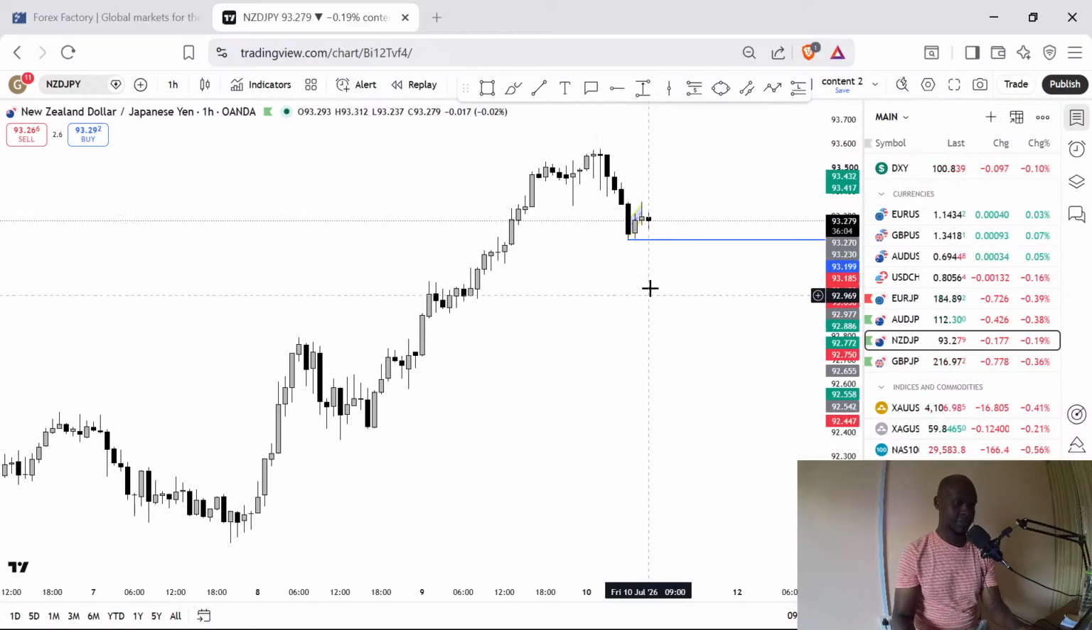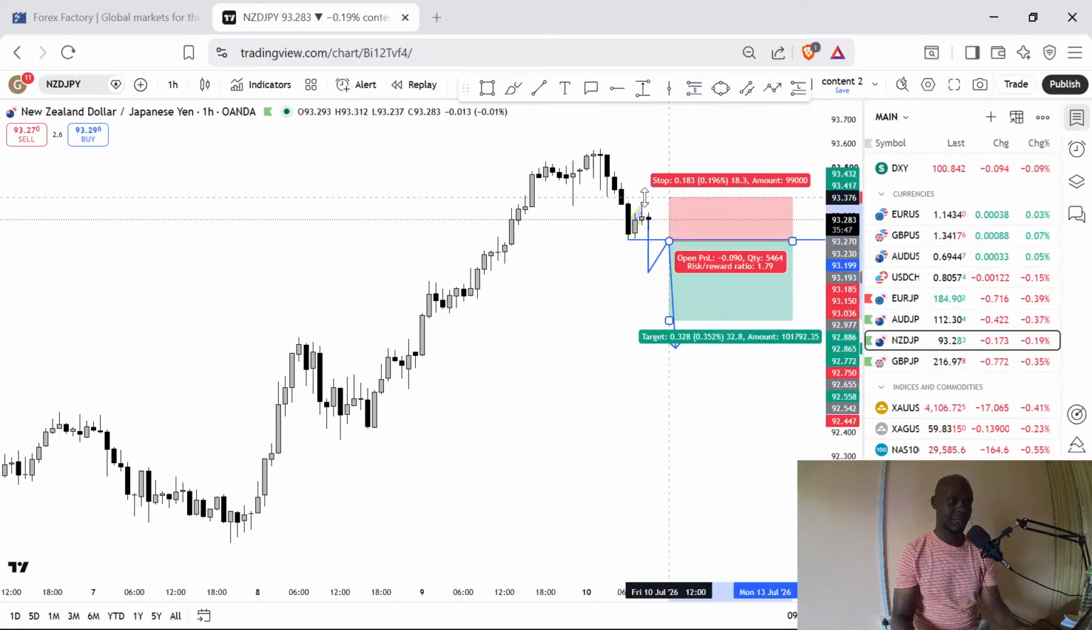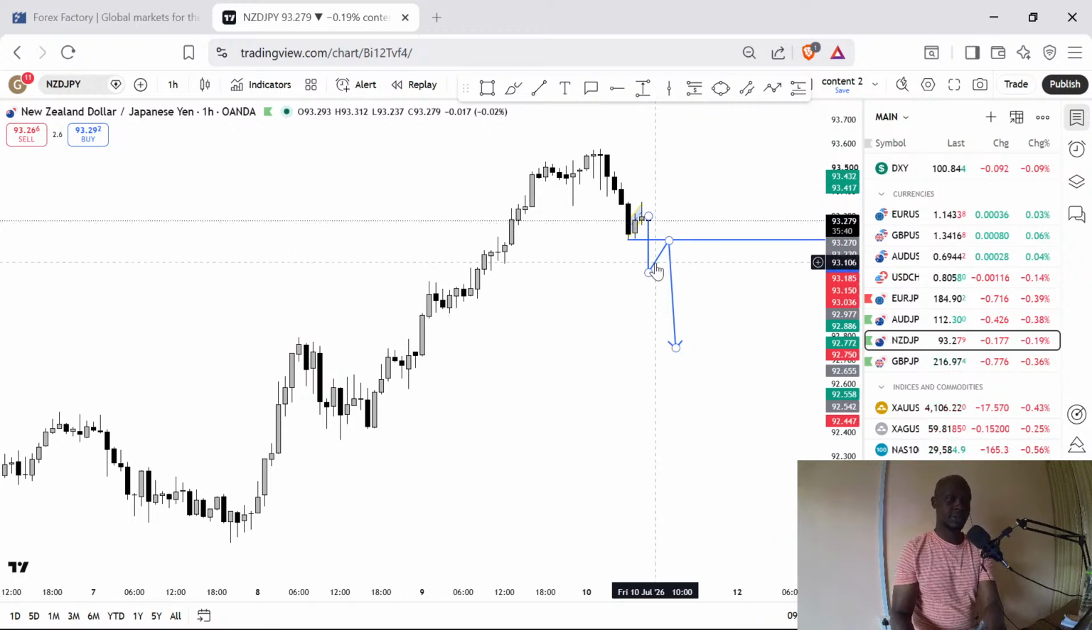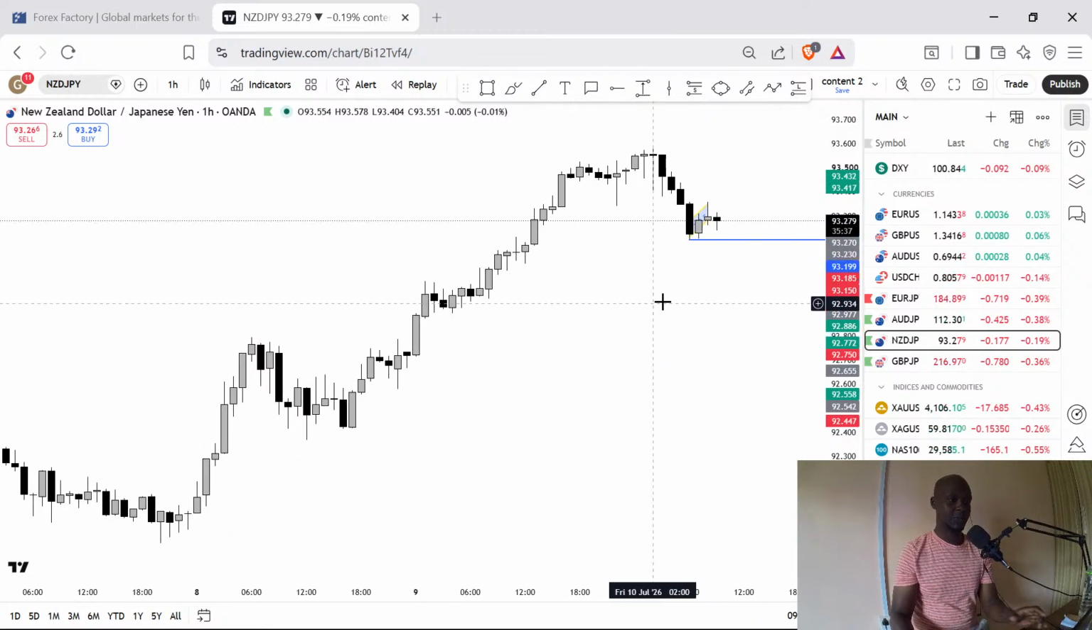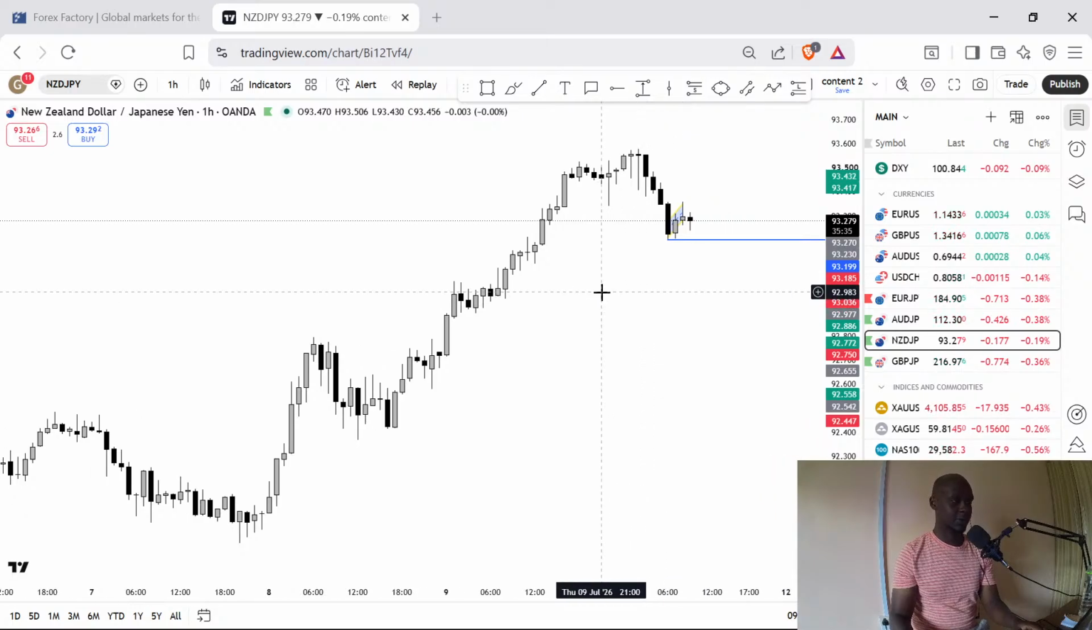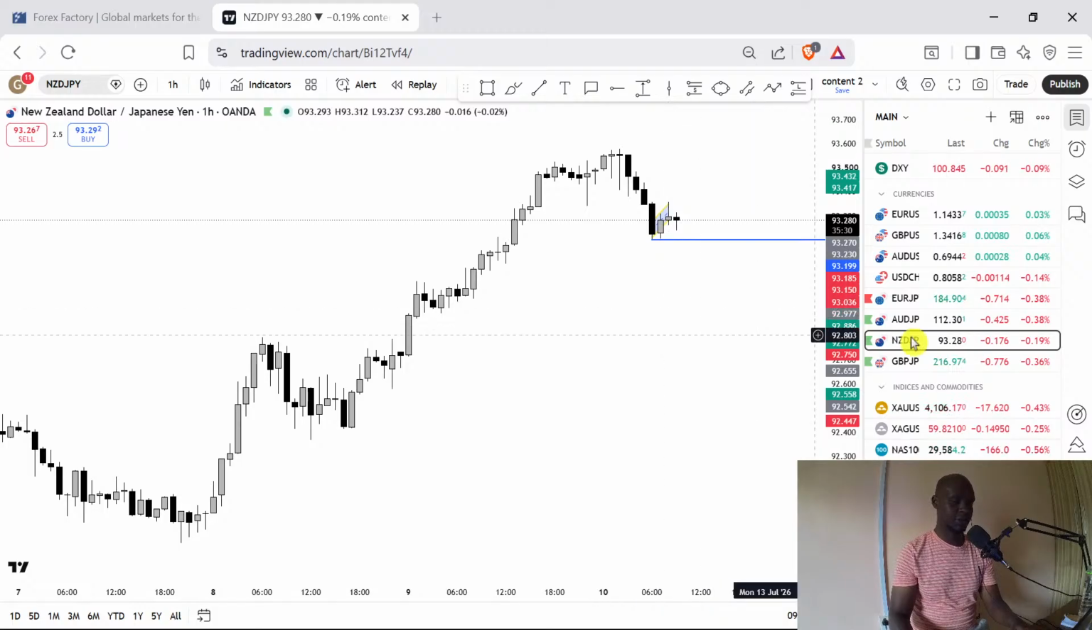I might also get a retest entry if we break this low impulsively. So in case we get an impulsive candle close, I'll be looking to take a retest entry, a short entry with a high just slightly above the high of this candle. So these are things I'm looking out for on the long term, on the swing approach. I'm looking for shorts on New Zealand JPY.